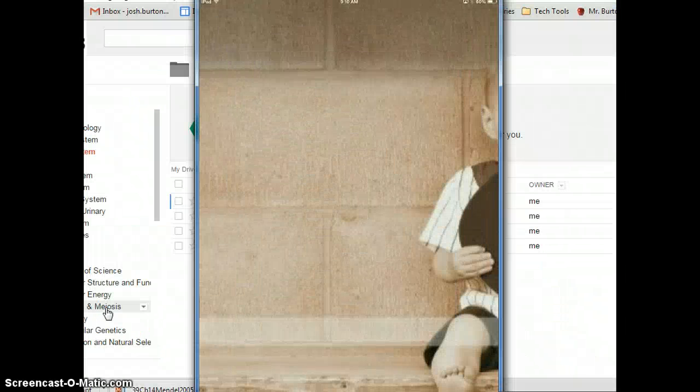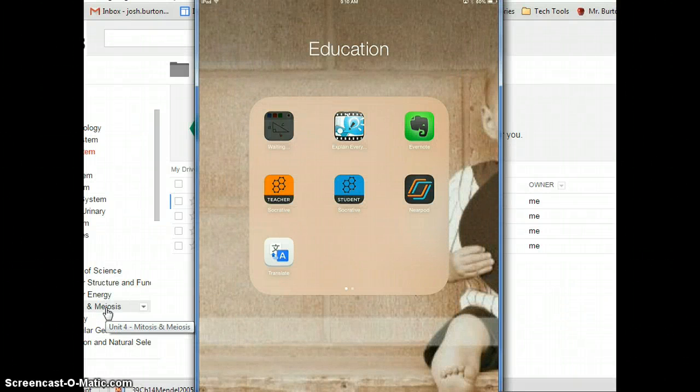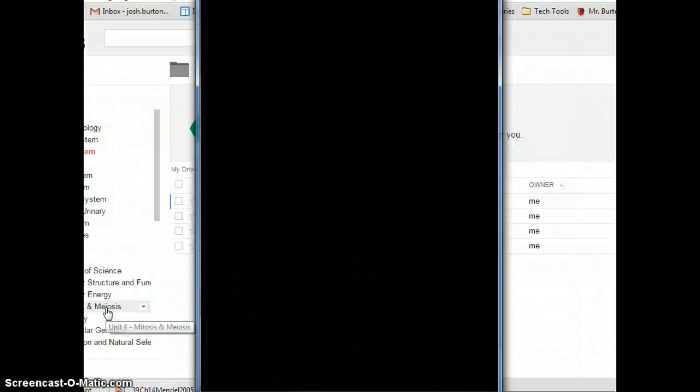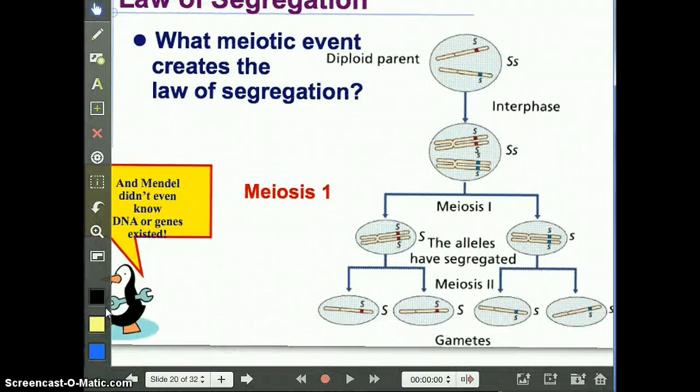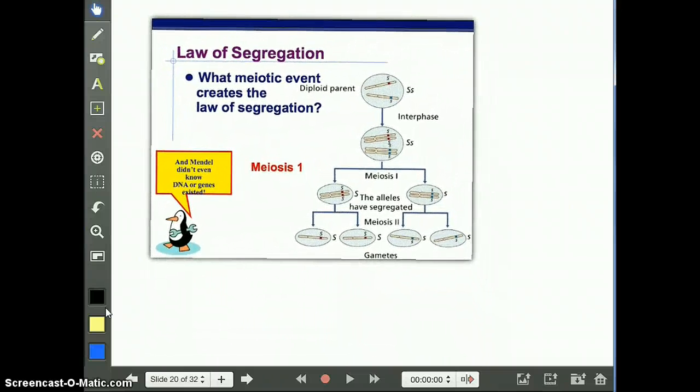Okay, let's go back to that. There we go. So I'm taking a look at what meiotic event creates this. Remember that when we go through interphase, we get our dual set. In meiosis 1, the alleles are starting to be separated, and eventually in meiosis 2, you get your individual ones separated out. But remember, meiosis 1 is where we start to see the variation take place.